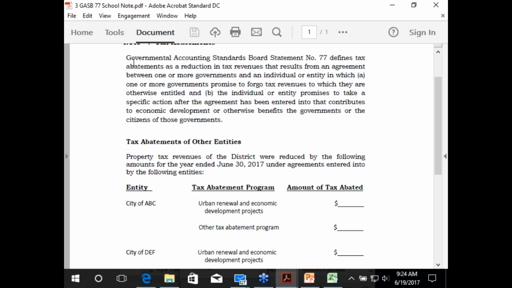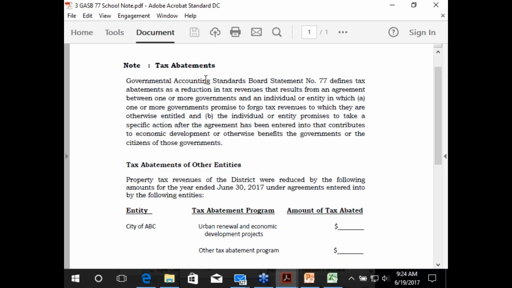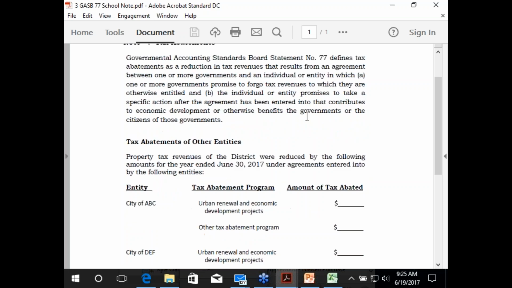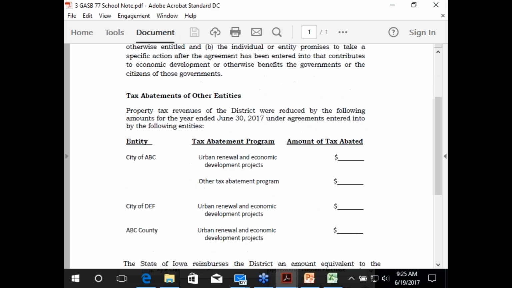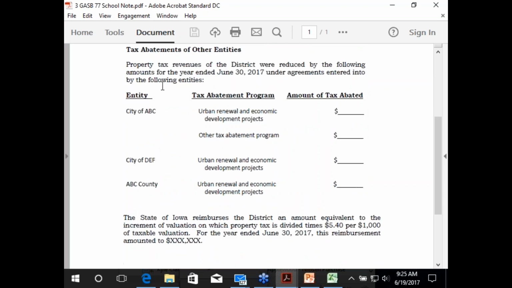Again, the first part of this note deals with the definition, just to let the reader of the financial statements know what GASB Statement 77 is about. As I mentioned before, it is available in the sample school report, which is out on our website at the present time. The next paragraph is the meat of the issue for schools, though.